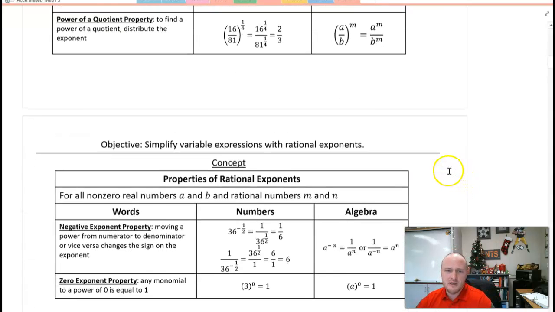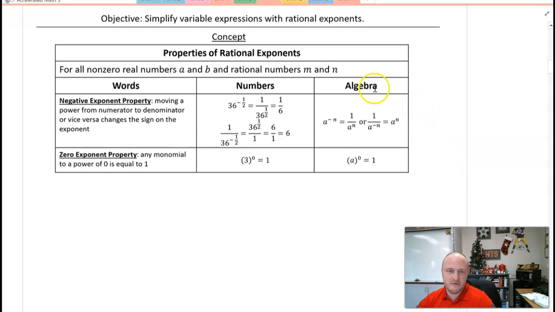All right, two more. And this next one is very, very important. So I would put a star by this, the negative exponent property. As I said, we want our exponents to be positive. What happens if our exponents are not positive? What if they're negative? Well, we need to go ahead and rewrite the expression to where the power is positive.